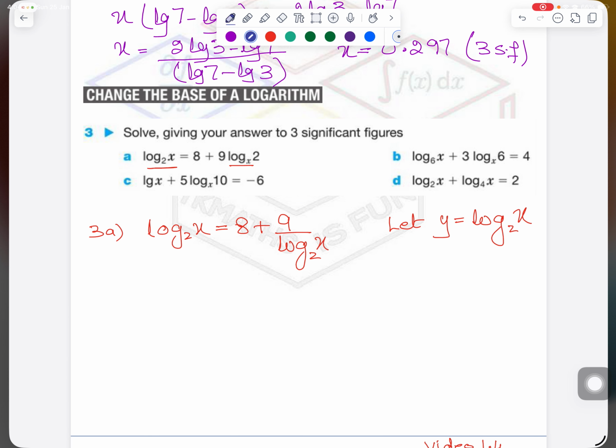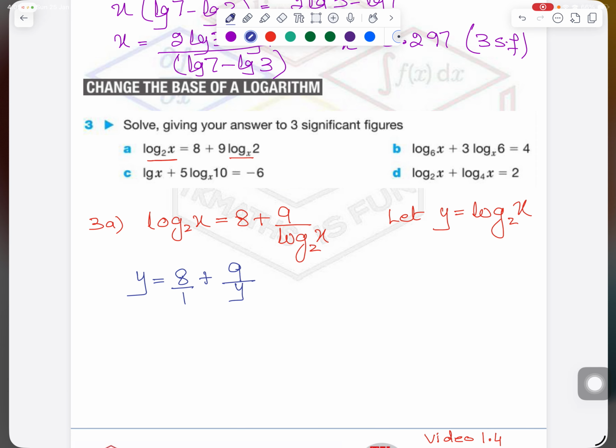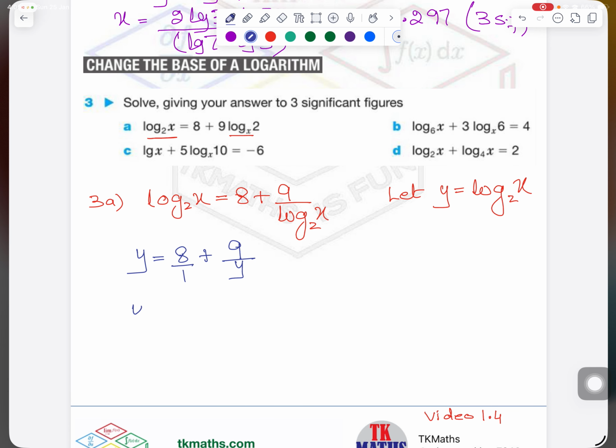So now this will become y equals 8 plus 9 over y. Now you will take the LCM, right? Right now you have a denominator 1 here. Why am I taking the LCM? Because I want to cross multiply, so I should have the same denominator in both terms. So it will become 8y plus 9 upon y. I'm multiplying this term by y, numerator and denominator. Now it will become y squared minus 8y minus 9 equals 0.